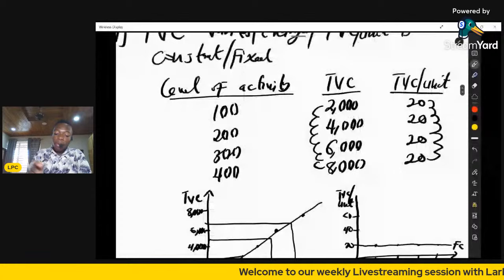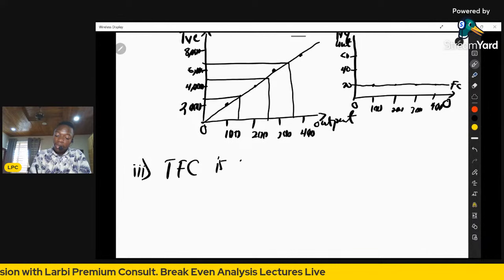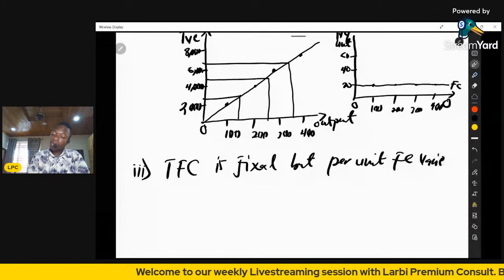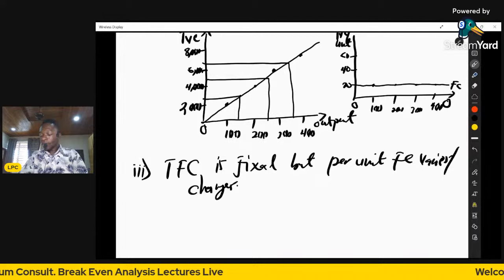And we also have the other brother, or the opposite of this assumption. He also says that our total fixed cost is fixed. Total fixed cost is fixed, but per unit fixed cost varies. Per unit fixed cost varies or changes. We can also illustrate this using numbers and also using the graph.